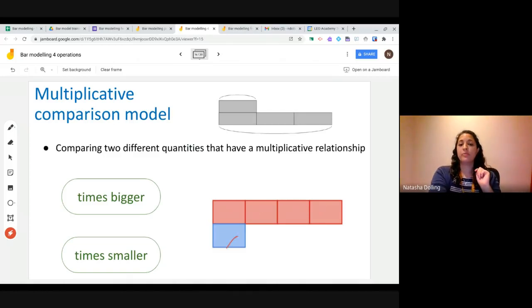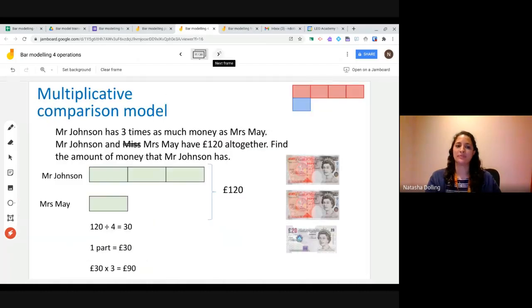The number of blue parts is 4 times smaller than the number of red parts. And I haven't actually assigned any values at all at this point. I've just started saying the language. And I was actually doing this with year 6 at Brookfield yesterday. And oh my goodness, they really needed it. Just saying what was times bigger and what was times smaller.